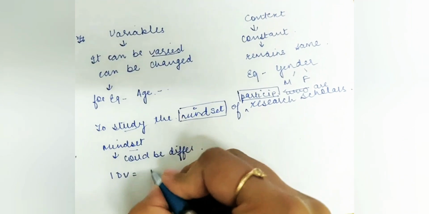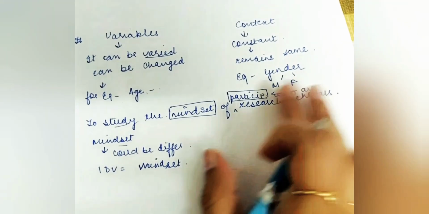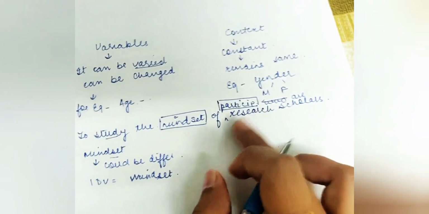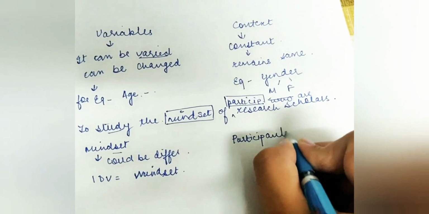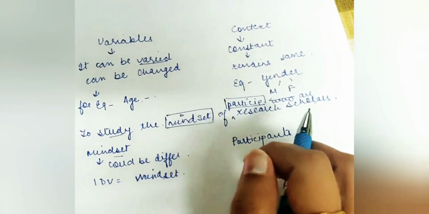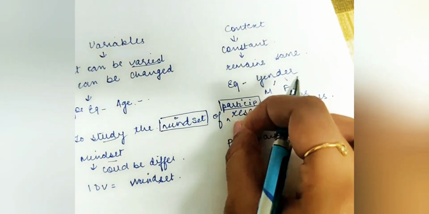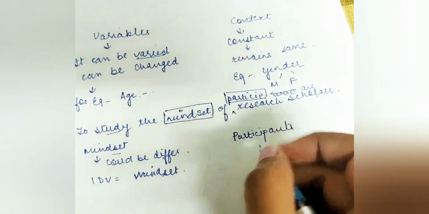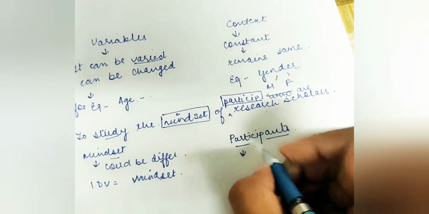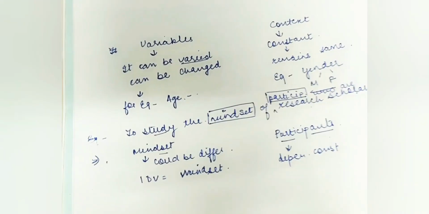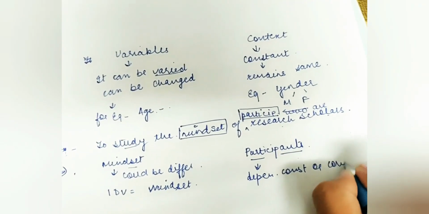So the independent variable will be the mindset of participants. Now, it has also been mentioned that the participants are research scholars. Any other participants from school or college will not be considered here because it is specifically mentioned research scholars. So all the participants who are research scholars cannot be changed, they are fixed. So it is the dependent variable, or constant, or we can say context.